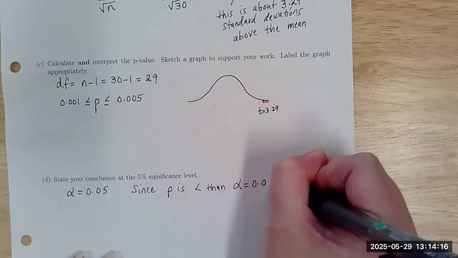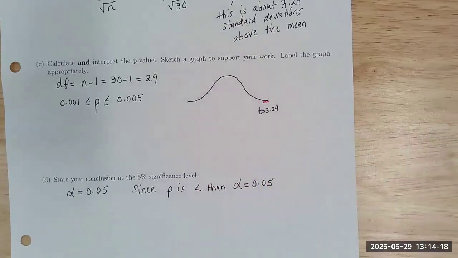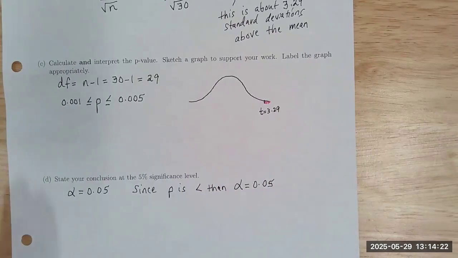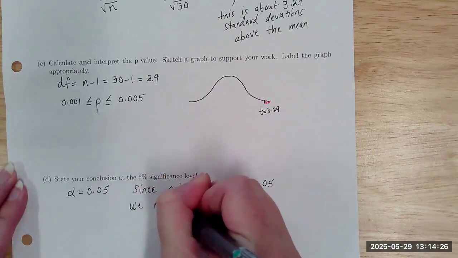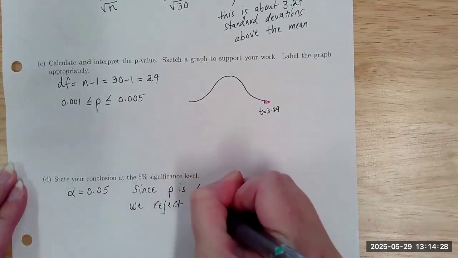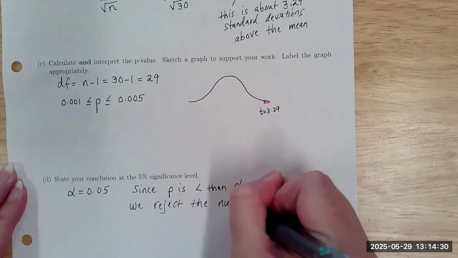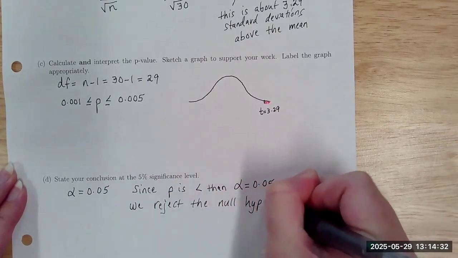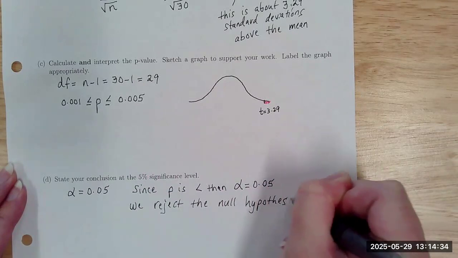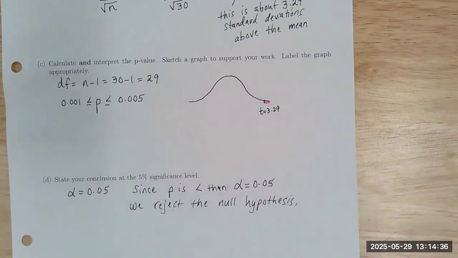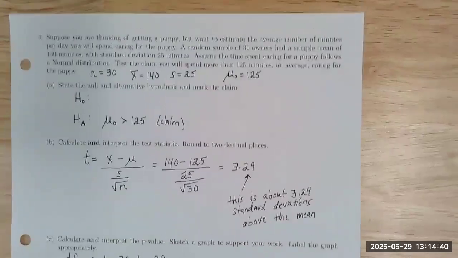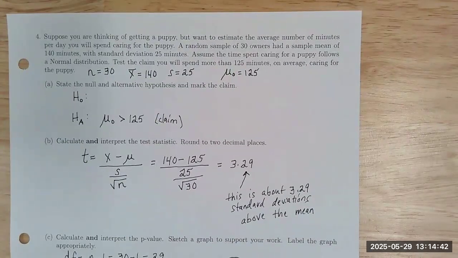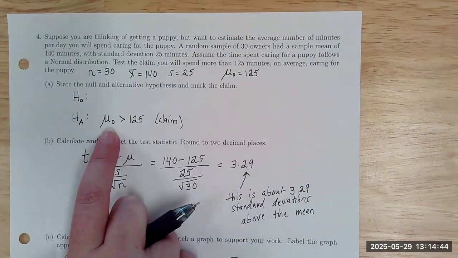You reject the null hypothesis. Since our p-value is less than alpha equal 0.05, we reject the null hypothesis. Okay, so if we reject the null hypothesis, oh, I didn't actually write down the null hypothesis, did I? I wrote down the alternative hypothesis and then I quit.